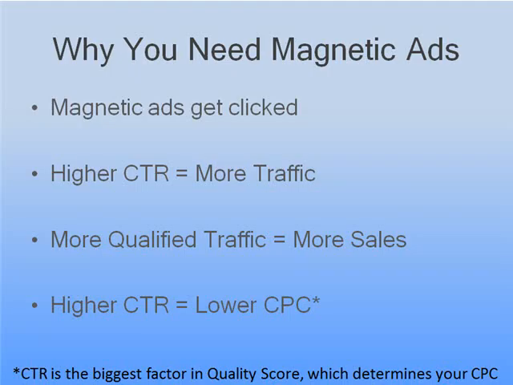And here's something you may not know. A higher click-through rate compared to your competition will lead to a lower cost per click on your ads. Now there are other factors, but click-through rate is by far the biggest factor in your quality score, which in turn determines your cost per click. We'll talk more about quality score in Module 9, and this will make more sense to you then. So all this means magnetic ads will generate more sales and reduce your ad costs. So now you see why this is so important.